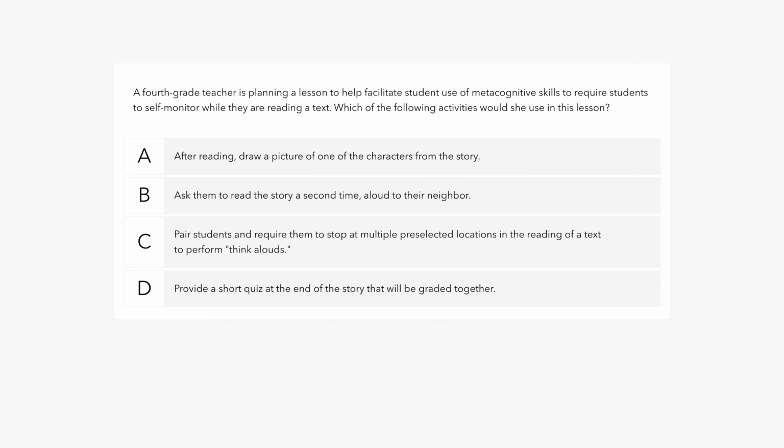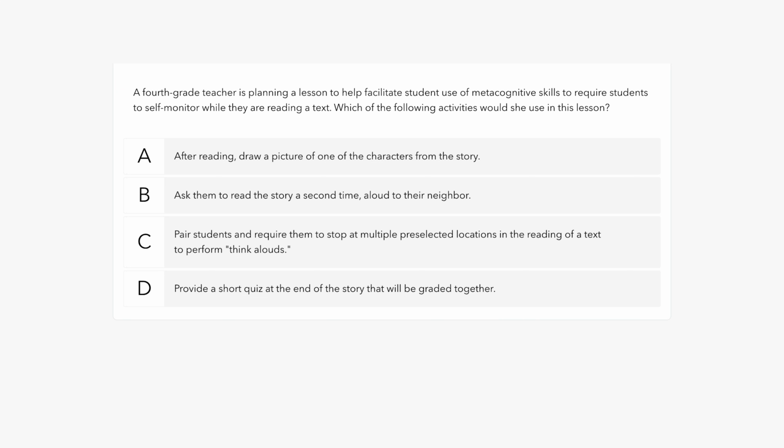And what about those questions about comprehension? What do those look like? A 4th grade teacher is planning a lesson to help facilitate student use of metacognitive skills to require students to self-monitor while they are reading a text. Which of the following activities would she use in this lesson?